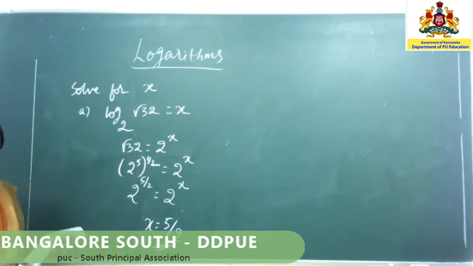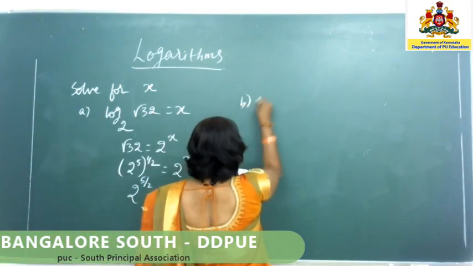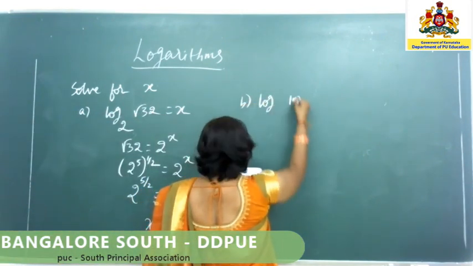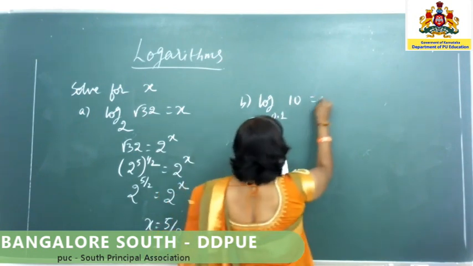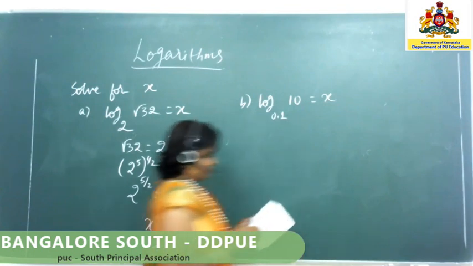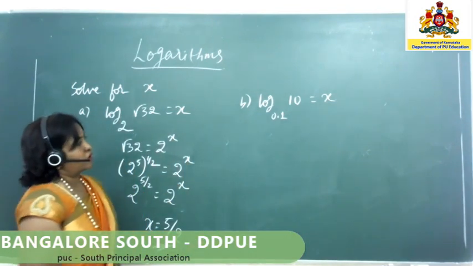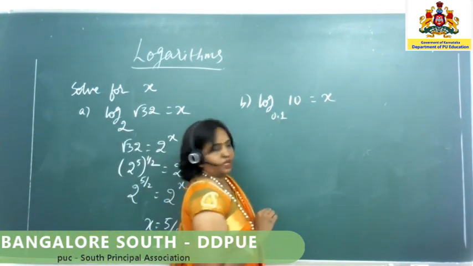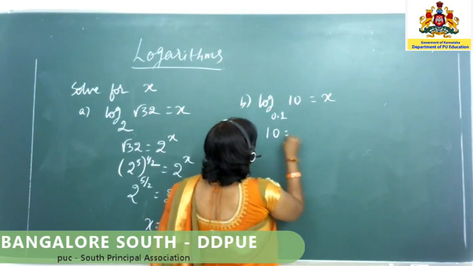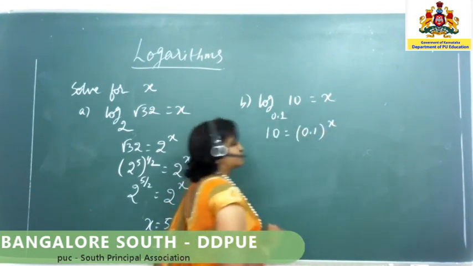So similarly, second question, log 10 to base 0.1 is equal to x. This can be expressed in exponential form as 10 is equal to 0.1 to the power of x.